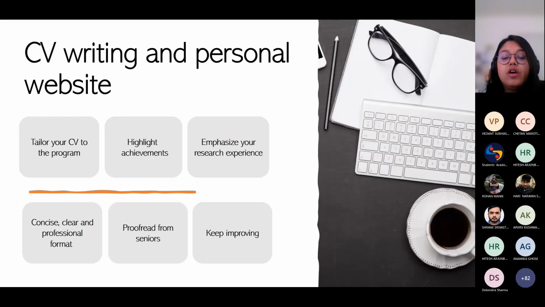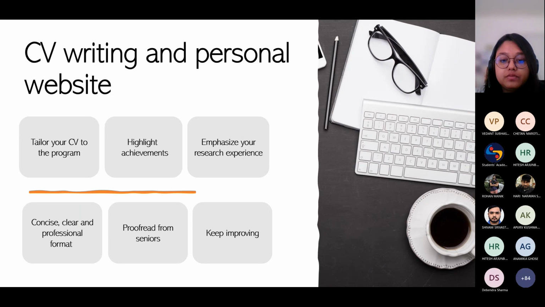Now comes the CV writing and personal website. CV writing is quite important. You know that the CV for your placements is quite different from the CV you'll be making for your academic life. For your research abroad, you have to tailor your CV according to the program you want to apply to. For example, if you are trying to apply in chemical engineering, you must have done exhaustive work in different areas. The entire purpose of the CV and SOP is not exactly writing what you have done, but tailoring whatever work or workshops you have done in a way that fits into the program you're applying for.